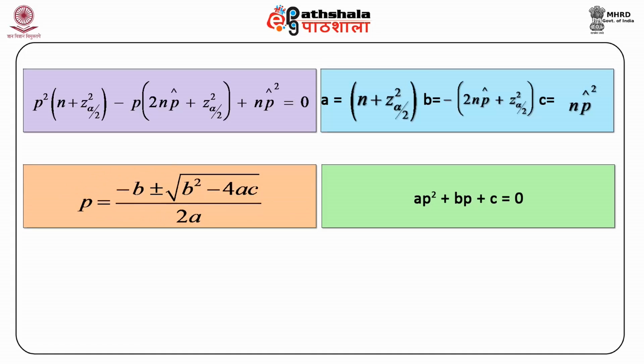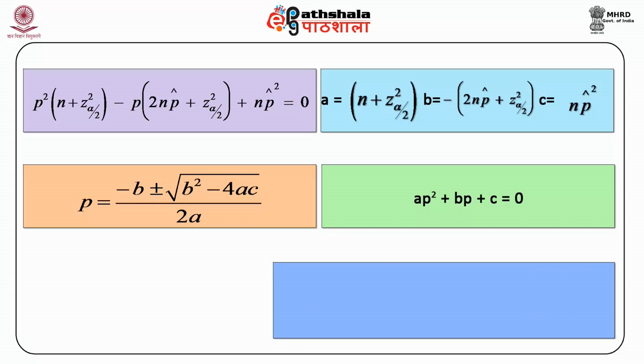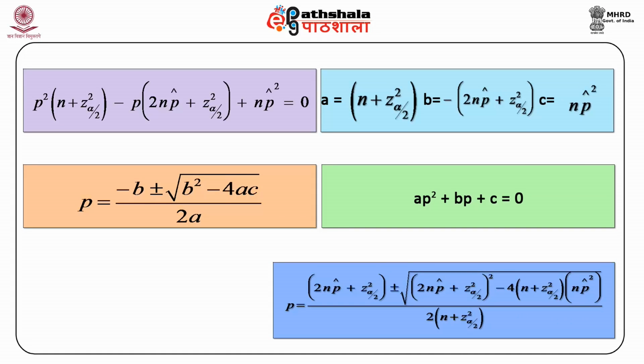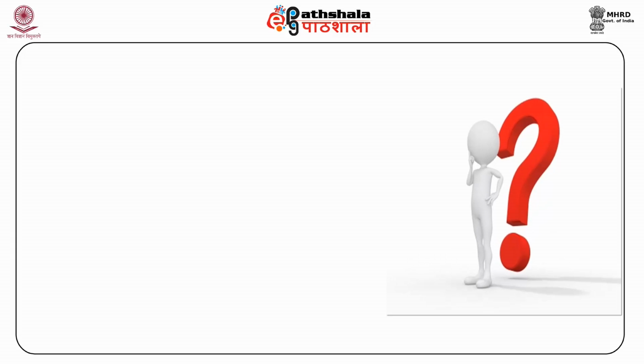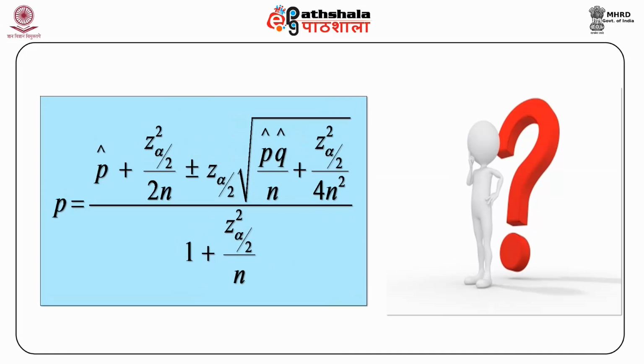Solving for p equal to minus b plus minus square root of b squared minus 4ac upon 2a, where we substitute the values of a, b and c in the formula to get, dividing the numerator and denominator by 2n and substituting 1 minus p hat equals q hat, we obtain the formula for p equal to p hat plus z squared alpha by 2 upon 2n plus minus z alpha by 2 times square root of p hat q hat upon n plus z squared alpha by 2 upon 4n squared, the whole thing divided by 1 plus z squared alpha by 2 upon n.